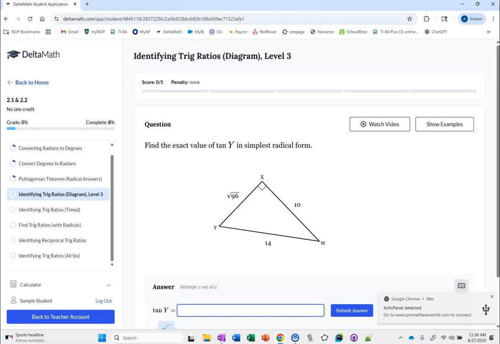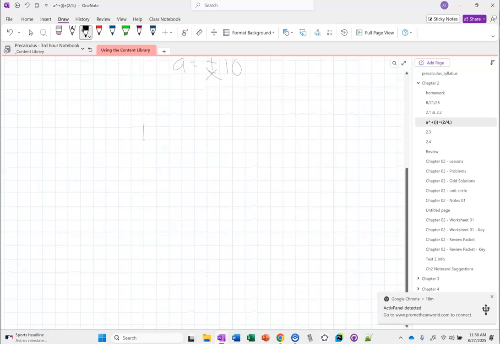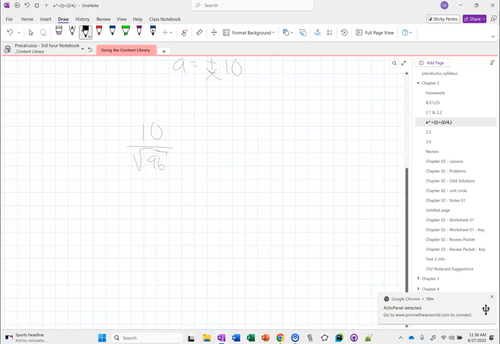The first thing I do is find where y is on my triangle. It's that angle here. Tangent, I remember, is opposite over adjacent. Which side is opposite relative to the y? 10. Which side is adjacent? Square root 96. It wants simplest radical form, so I'm going to have to simplify that. So we're going to have 10 over root 96.